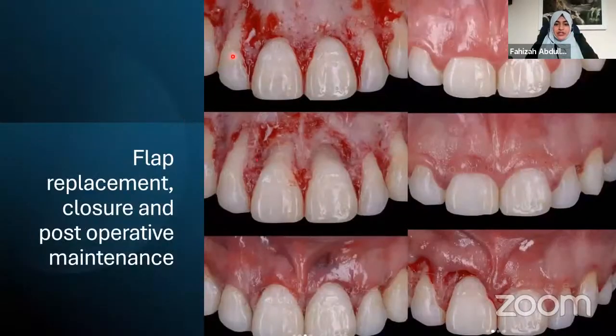Coming to the flap adaptation. This is one of the very important things we have to consider when looking at resective osseous surgery. The final goal is the flap adaptation to the underlying tissues. So when you're starting the procedure itself, you need to have an idea of how the final look is going to come.